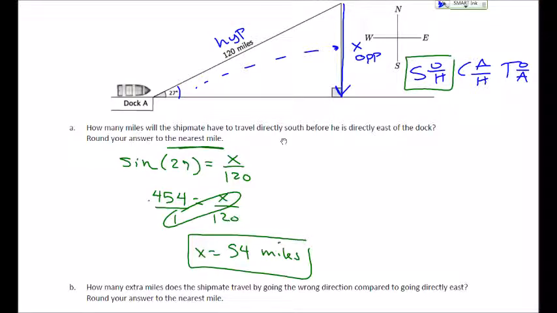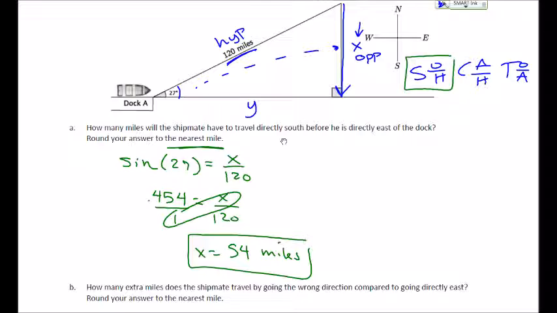B asks, how many extra miles does the shipmate travel by going the wrong direction compared to going directly east? So I'm asked to find this length down here, y. Now I could use 54, this length right here, but that was a rounded off answer. I was given this as exactly 120. And so I'm going to still use the hypotenuse.